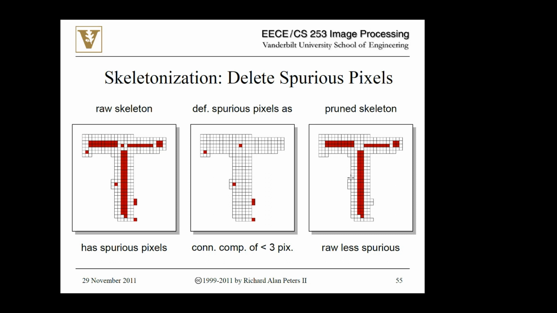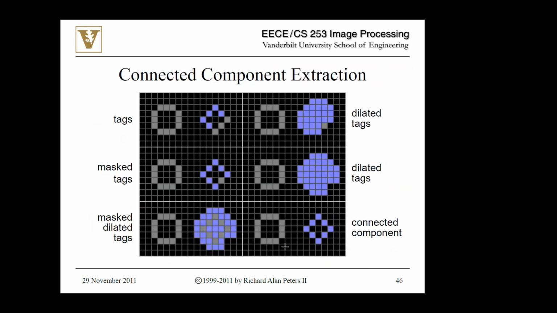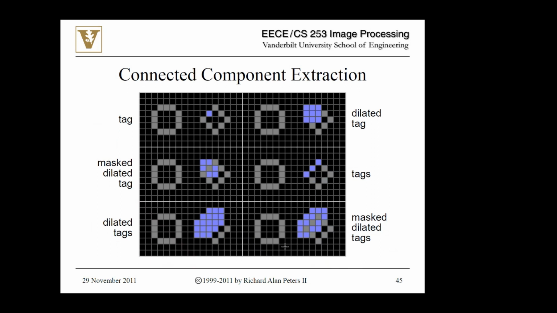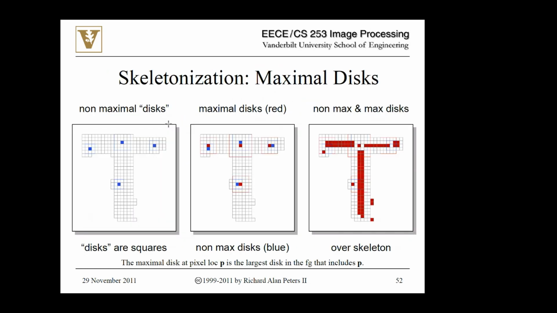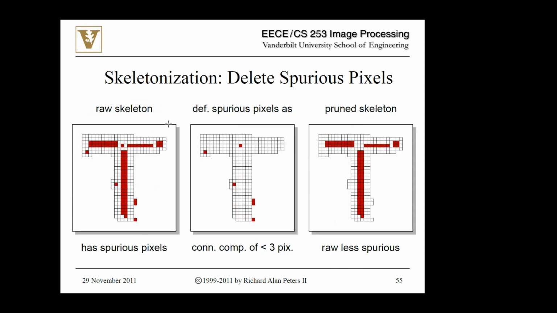Yeah, so now, this is the raw skeleton, and there are isolated points. So you delete them. You delete all the connected components with less than 3 pixels. And how do I do that? I have an operation that helps you identify connected components. It will tell you this is a connected component, this is another connected component. So we remove all the connected components with less than 3 pixels.